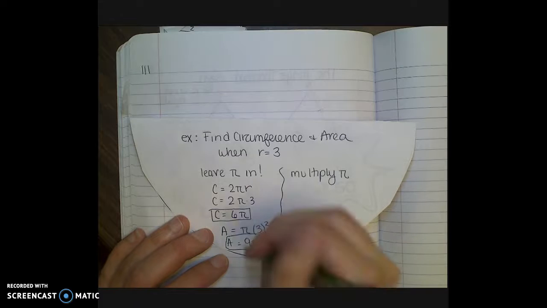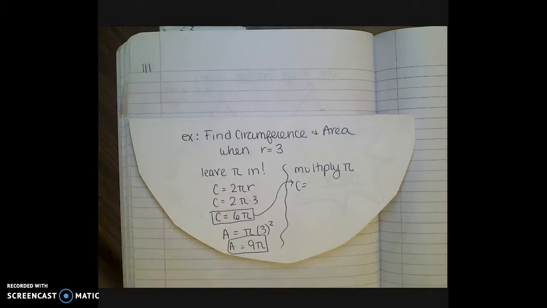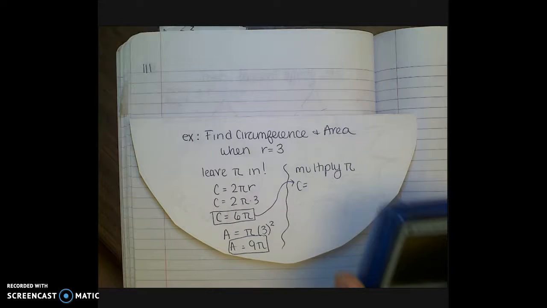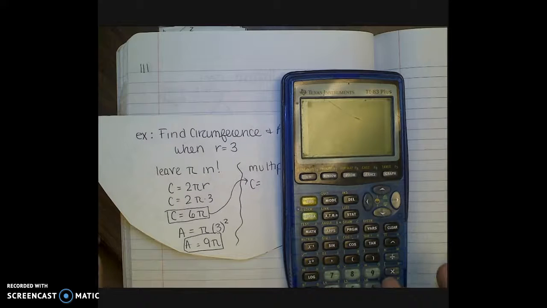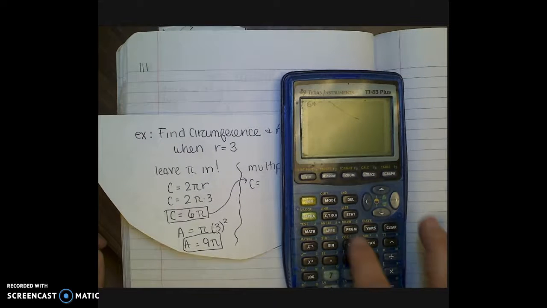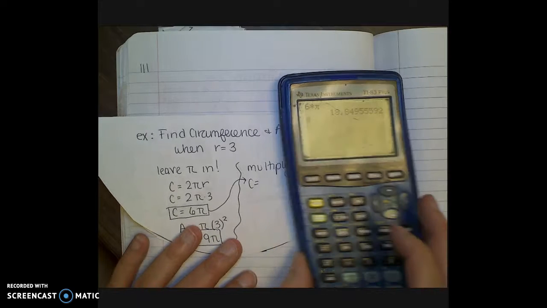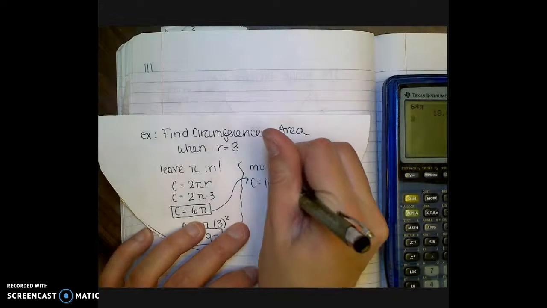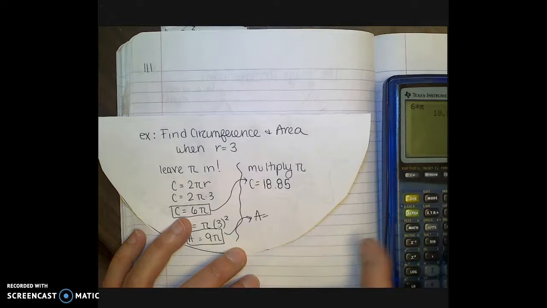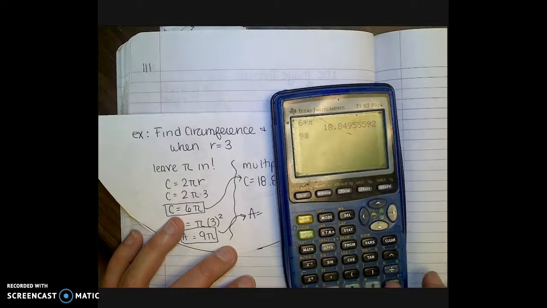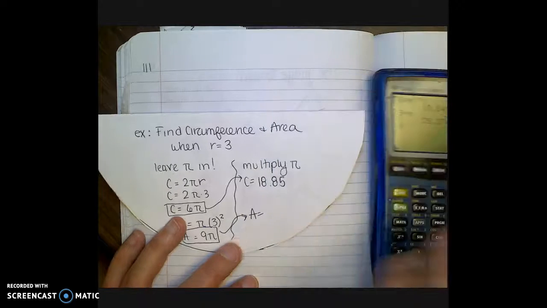Now if I multiply pi, that means I have to take this and go one step further. And I would ask that you use your calculator. You can use your phone. If you turn it sideways, there's a pi button. So if I go and type this in with pi, I'm going to do 6 times pi, and it tells me that it's 18.85. That's where I round. And then if I do area, where I multiply pi, I would take my calculator and I would do 9 times pi, and I get 28.27 if that's how I round.